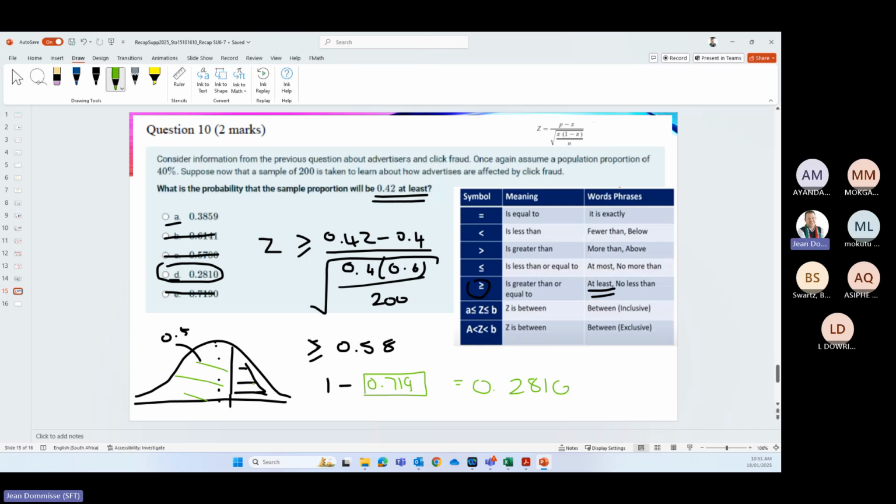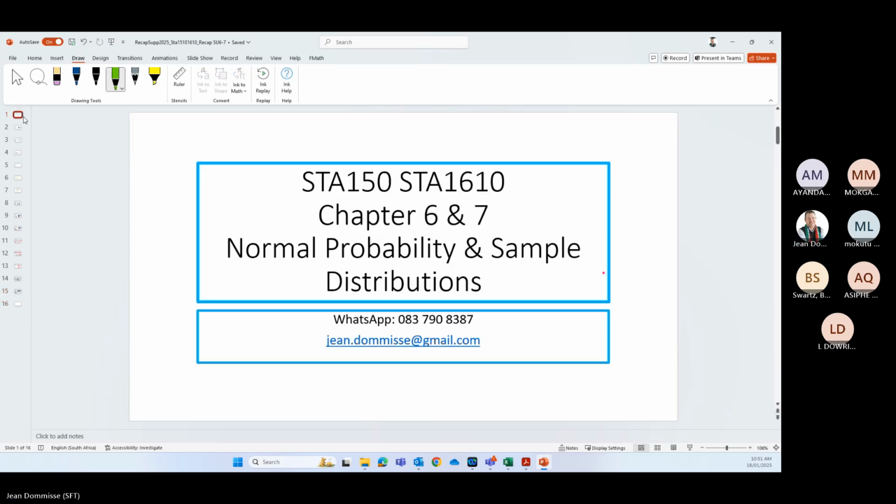Okay, so that was a quick run through of study unit 6 and 7. We will have a session on Monday again to look at study unit 8 and 9, and a session on Tuesday to look at study unit 10 and 11, so that we go through all the prep with you before you write. There will be two more sessions so that we cover everything for you.